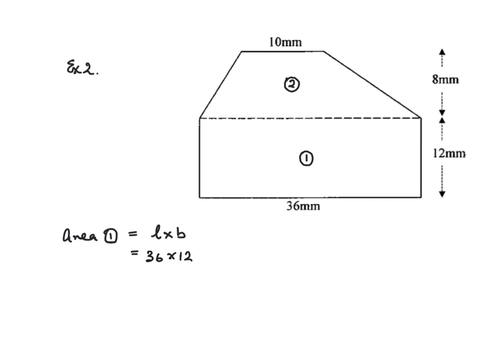Now, without a calculator, 10 times 36 is 360. 2 times 36 is 72. And that gives us 432 millimeters squared.